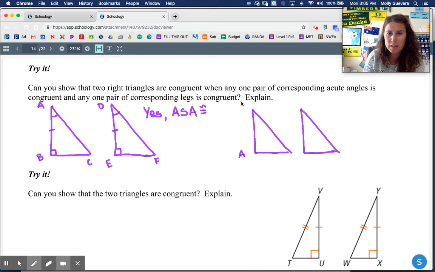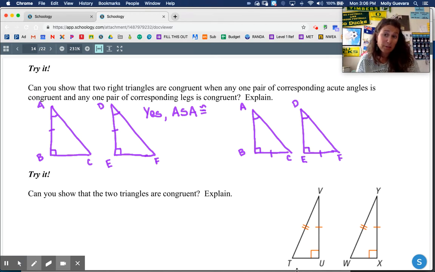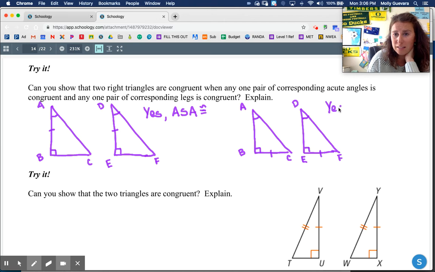All right, oops, that's not how I labeled it before. Sorry. Okay, A, B, C, and D, E, F. Okay, so now, again, they're right triangles. And let's say I know the same angle, but now instead of this leg, instead of AB, I know BC and EF. So same angle, different leg. Does that work? And here, hopefully we see we have angle, then a side. So yes, this also shows that they are congruent by angle, angle, side.